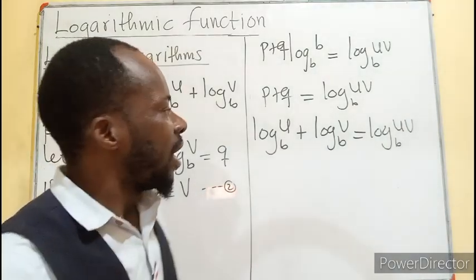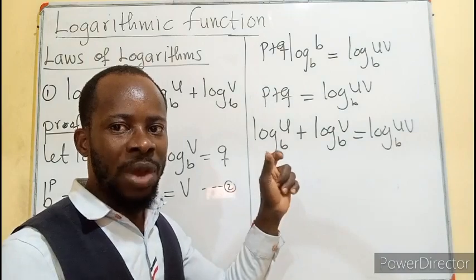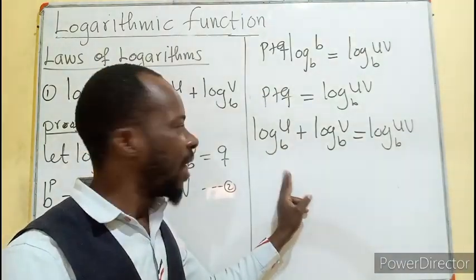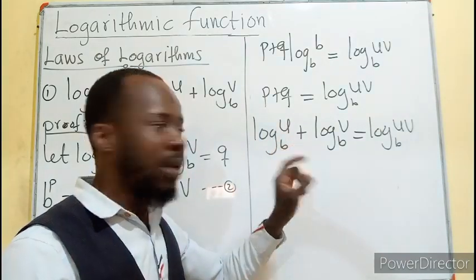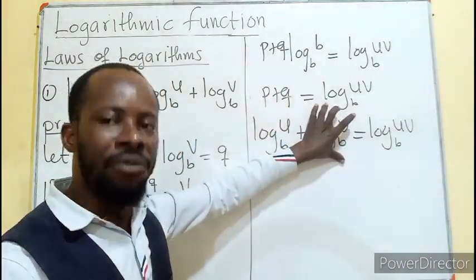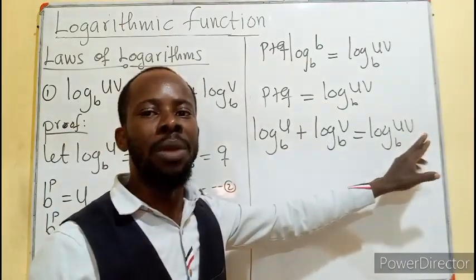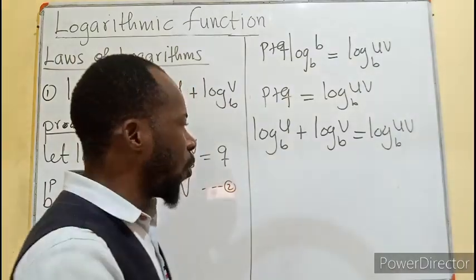If you have logs of the same base, that is the catchword, and the logarithm of u is added to the logarithm of v, you multiply only the arguments, keeping the base. That's the first law.